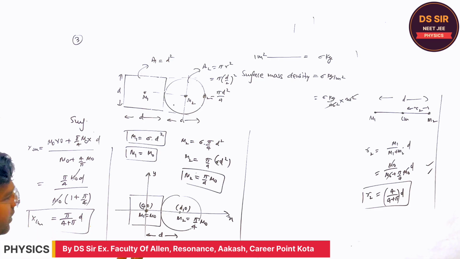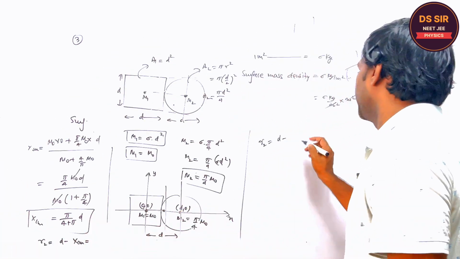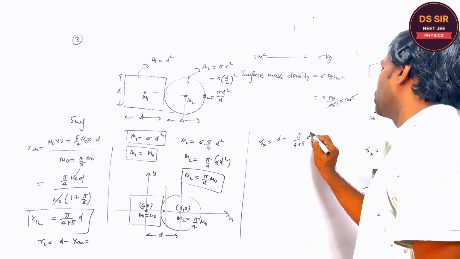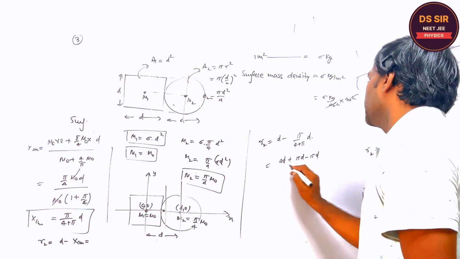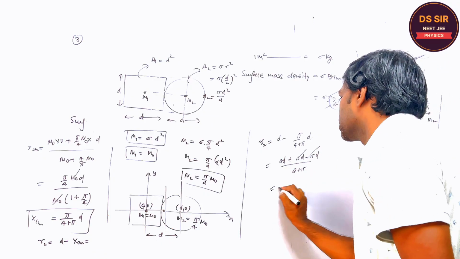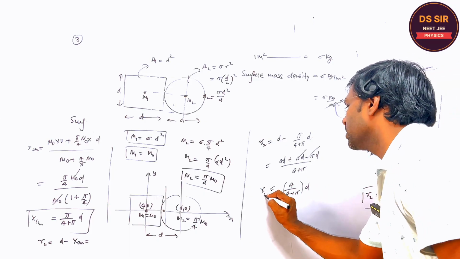Right? But this is the distance from here. But they are asking the distance from M2. So what will you do? Yes, so R2 is nothing but d minus x_cm. So R2 will be equal to d minus, what is x_cm? It is pi by 4 into d. So you get (4d + pi d - pi d) upon (4 + pi). So the same thing, 4 upon 4 plus pi into d, you will get the correct answer.